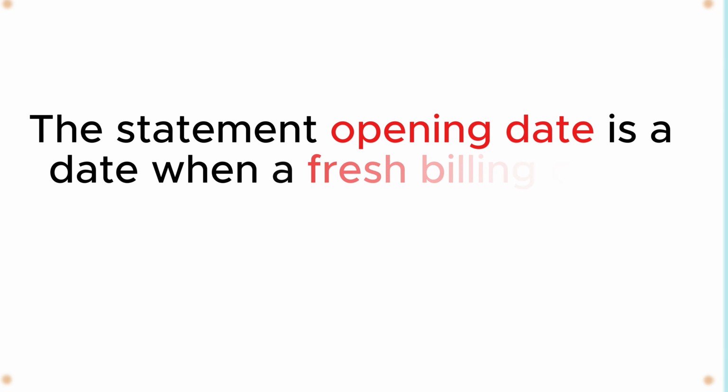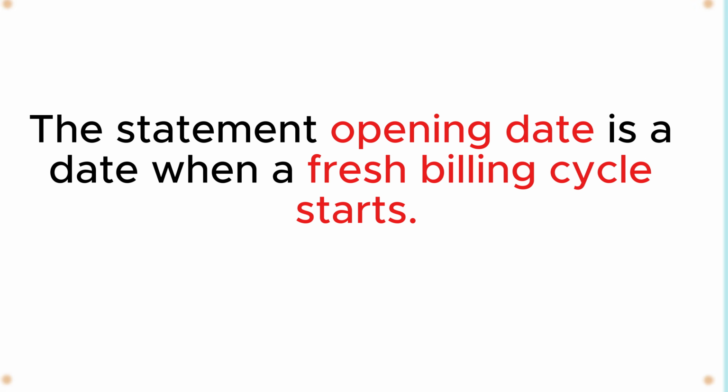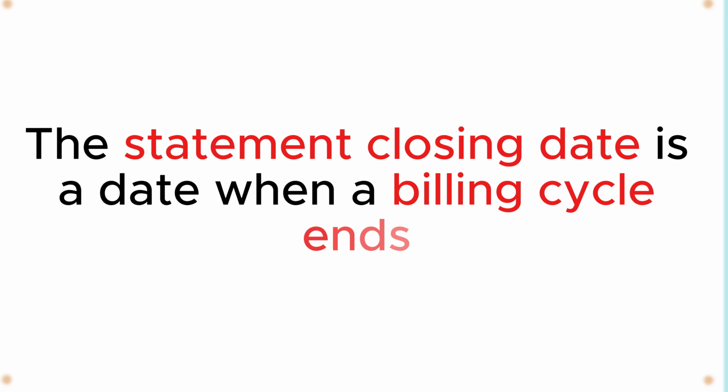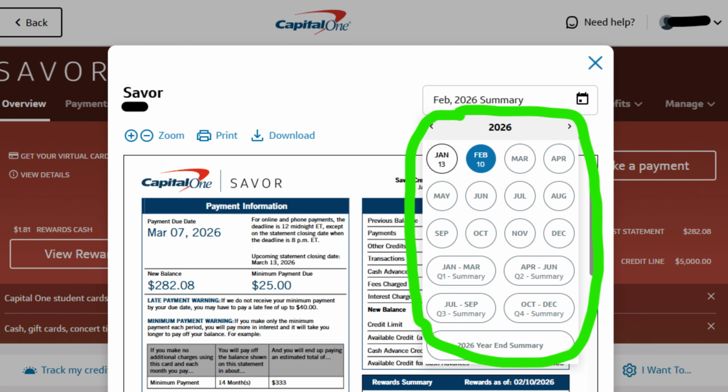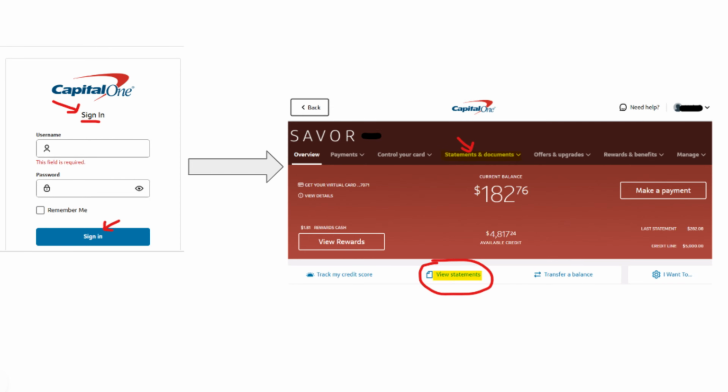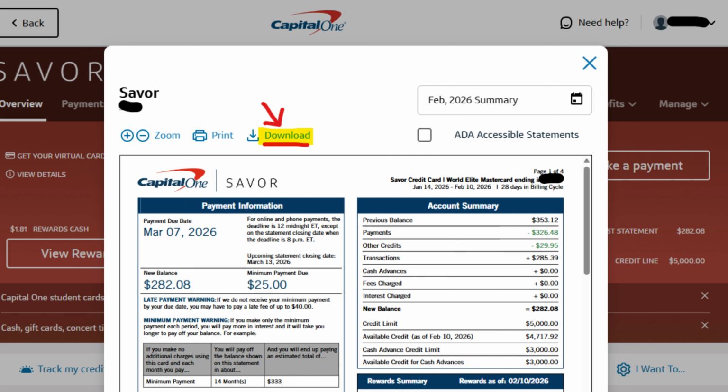The statement opening date is the date when a fresh billing cycle starts, and the statement closing date is the date when that billing cycle ends. You can find these dates in your credit card statement, which gets generated every month. You can also log into your account and look for this statement or document in the dashboard. You can also download one of the credit card statements from your dashboard in PDF format, which would be easier for you to understand.